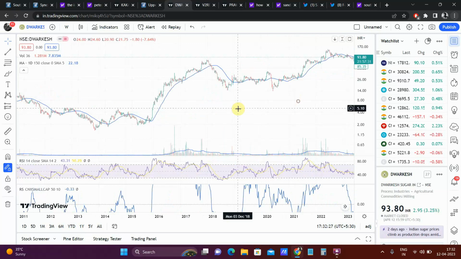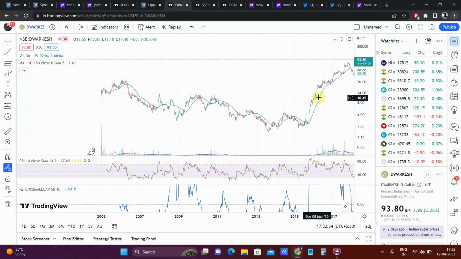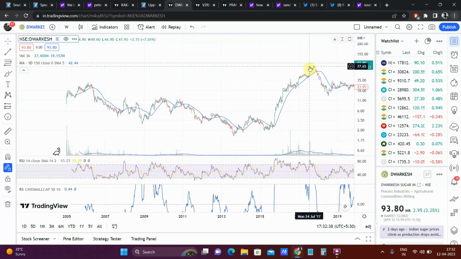from 20, in 2016, right? So it went up from almost 20 odd bucks here, September 16, to 75, right? But I booked around 60 odd rupees. So that was also a 100 plus bagger.